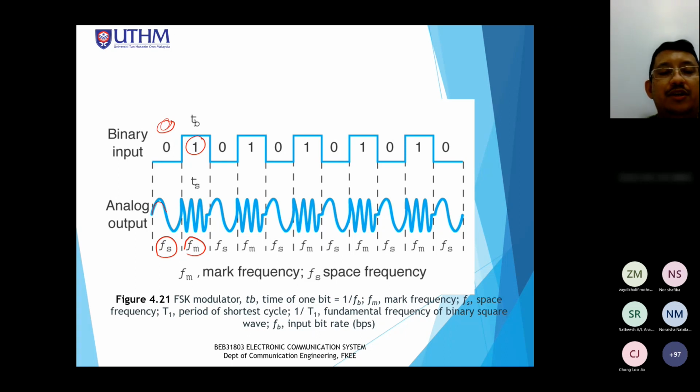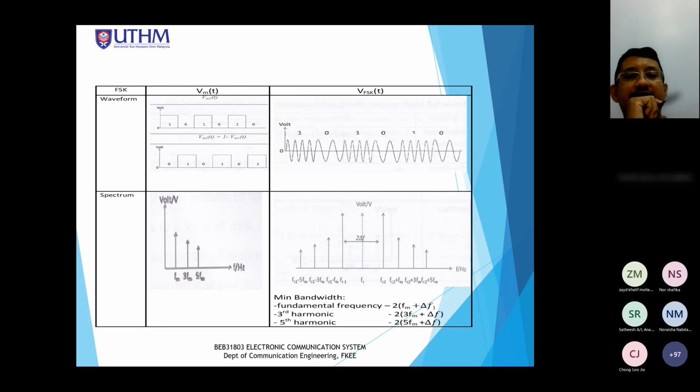So you see that if the input is like this, 0 1 0 1 0 1, the output is low frequency, high frequency, low frequency, high frequency, and so on. Input logic 0 produces low frequency, input logic 1 produces high frequency at the output. Okay. And this is the waveform of FSK based on the logic input 1 0 1 0 1 0. So you see high frequency, low frequency, high frequency, low frequency, high frequency, low frequency.